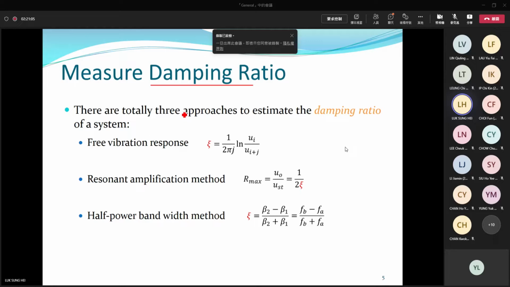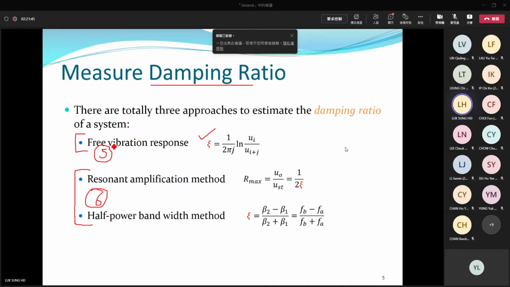This slide shows overall what we have learned up to now to measure the damping ratio of a system. In topic 5, we have learned free vibrations. Using the free vibration response, you can use the logarithmic decrement equation to evaluate the damping ratio. In topic 6, we have learned 2 methods. The first one is based on the resonance amplification method. The second one is based on the half power bandwidth method. They use different lab results.